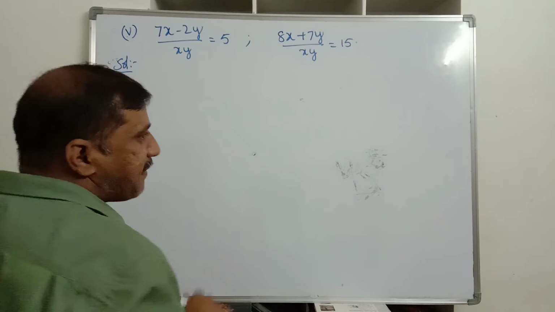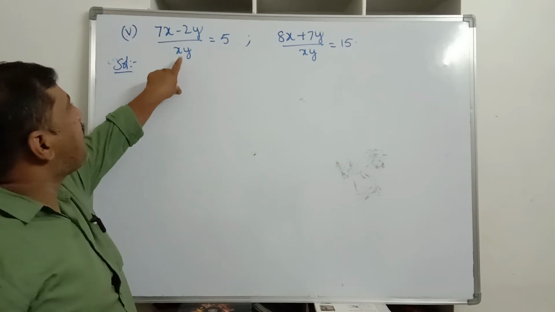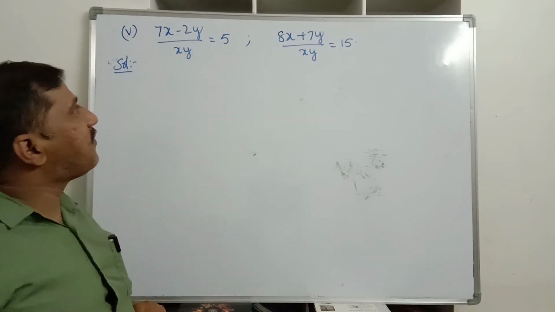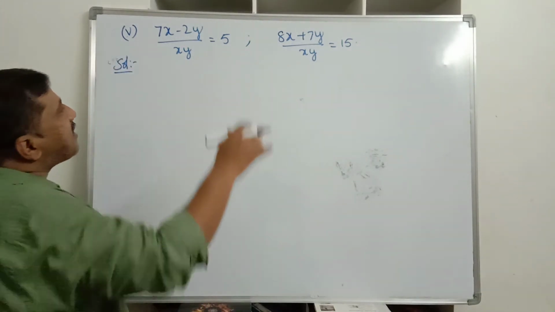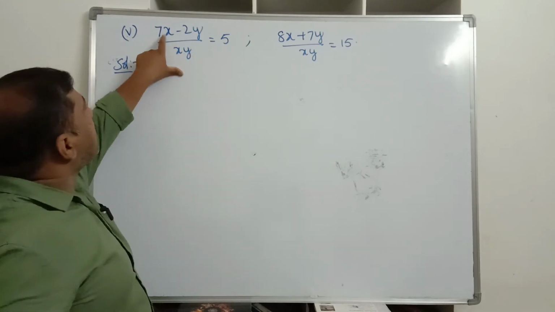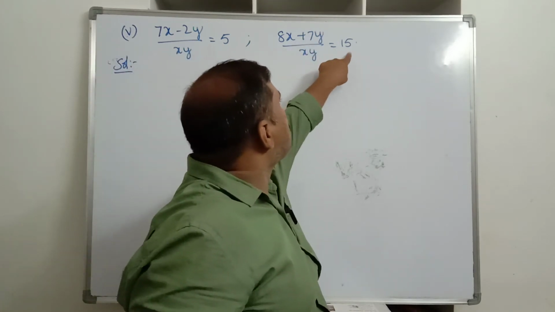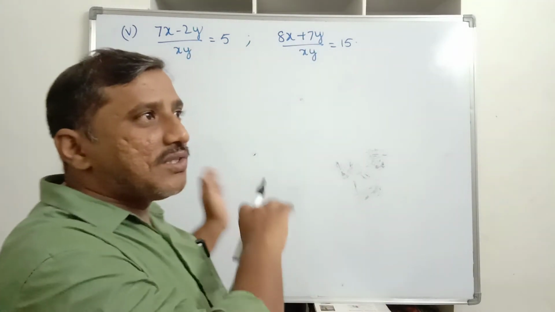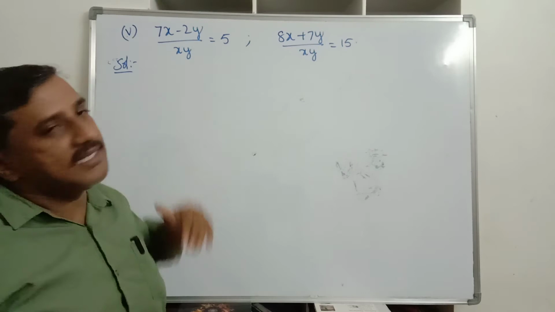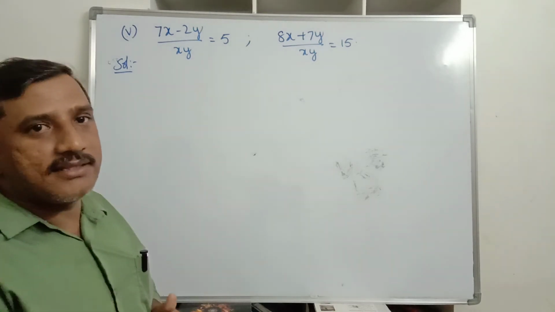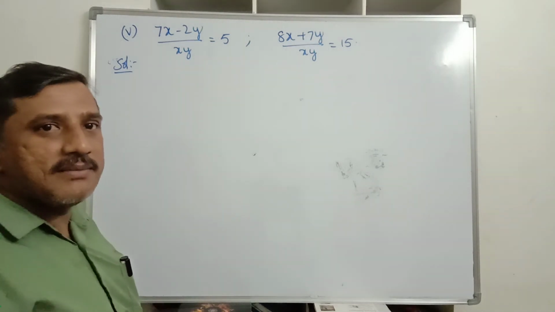Now we will discuss from the same exercise 3.6, the fifth bit of the first question: 7x minus 2y by xy is equal to 5, and 8x plus 7y by xy is equal to 15. The same question may also be asked by cross multiplying. What we get: 7x minus 2y is equal to 5xy, and 8x plus 7y is equal to 15 into xy, that is 15xy. That kind of equation is the sixth bit in the same exercise, which we get by cross multiplying this equation. Both the fifth bit and sixth bit we have to do in a similar method.